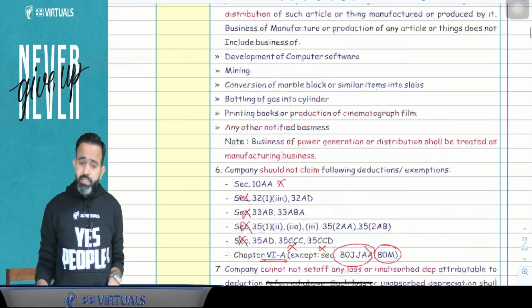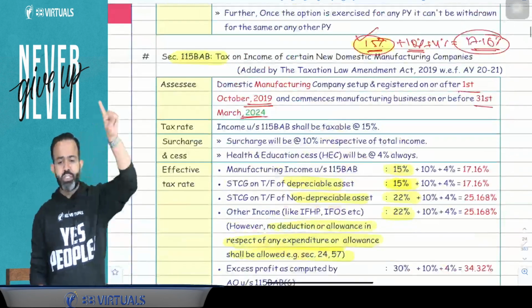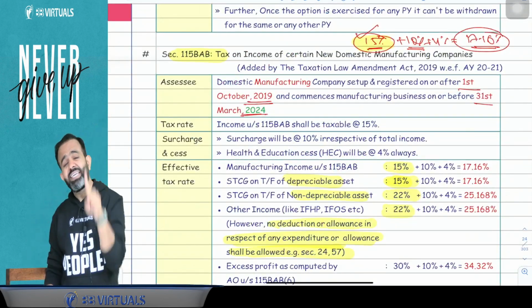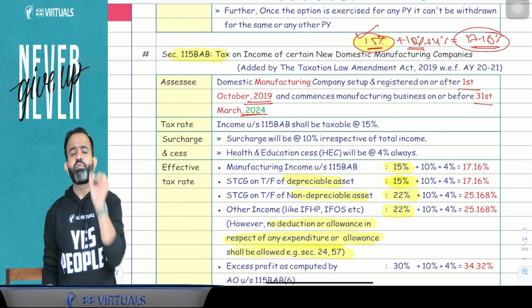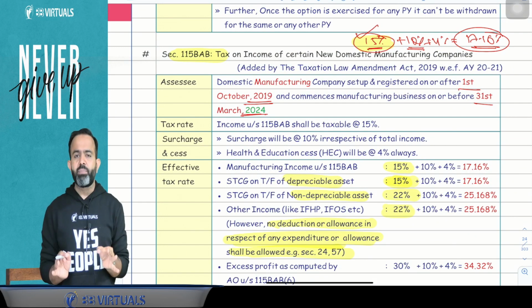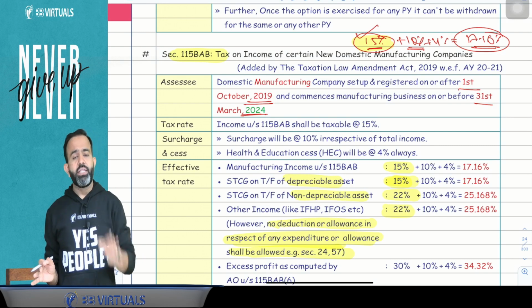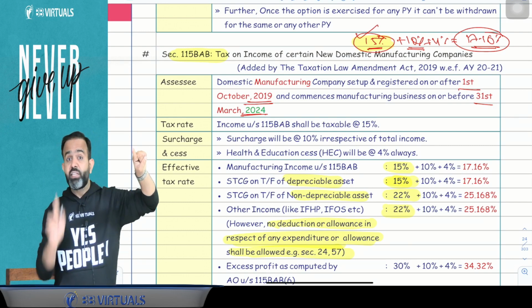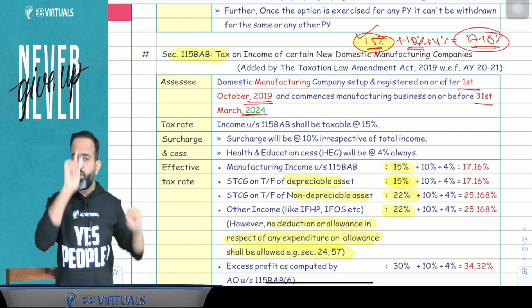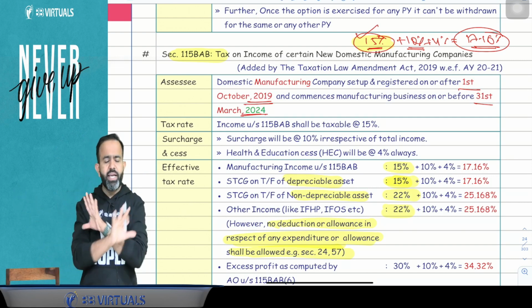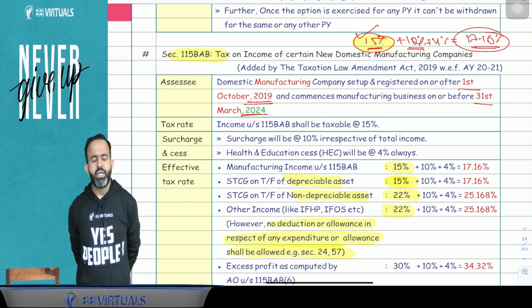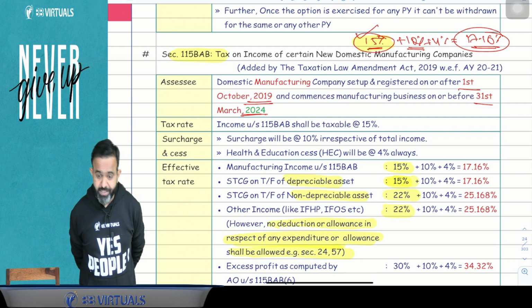Guys, if any assessee wants to opt for this particular section, 115BAB, then that assessee has to opt for this section in the first return. Whenever that company files the first return of income, before the due date of filing of return, they have to opt for this particular section in the first return only. If in the first return they miss this section, then they cannot opt for this particular section in future. You got my point or not? Yes. Now one more point.